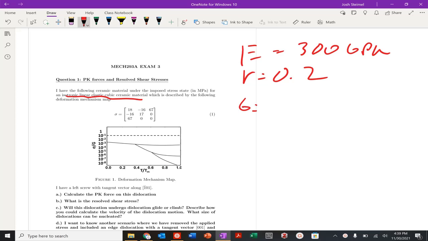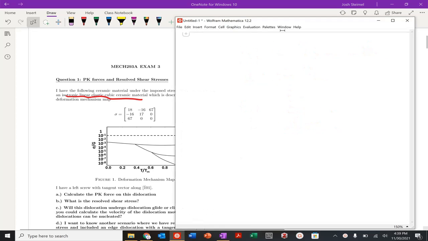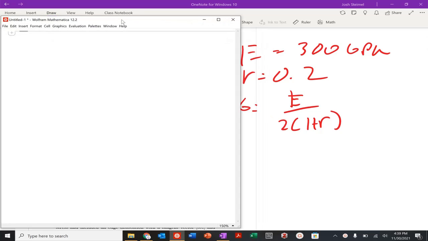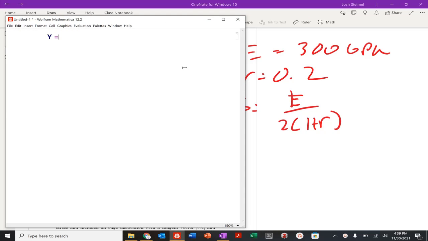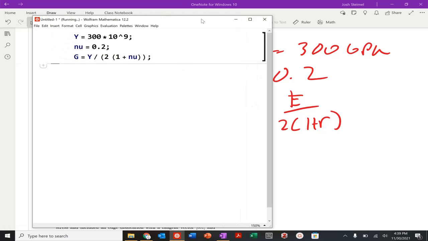My shear modulus is going to be equal to Young's modulus over 2 times 1 plus nu. So I could start including all of these values in my Mathematica notebook. I could say that y is equal to 300 times 10 to the 9. My nu is equal to 0.2. My g is equal to y divided by 2 times 1 plus nu. And we've got those values there.